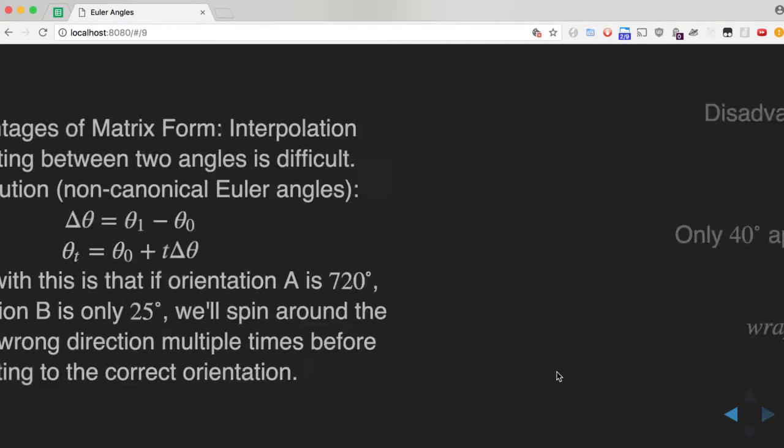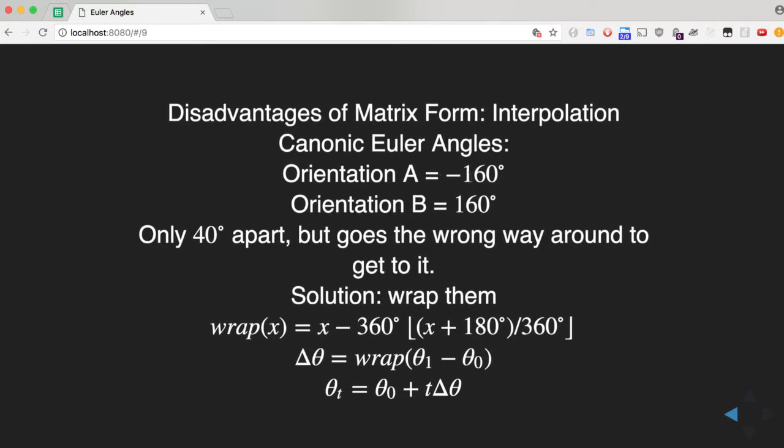Now let's say we're within that. So we have orientation A at negative 160 degrees and orientation B at positive 160 degrees. They're only 40 degrees apart, but again, because of the way rotation works, you're going to end up spinning around the wrong way and still doing way too much rotation.